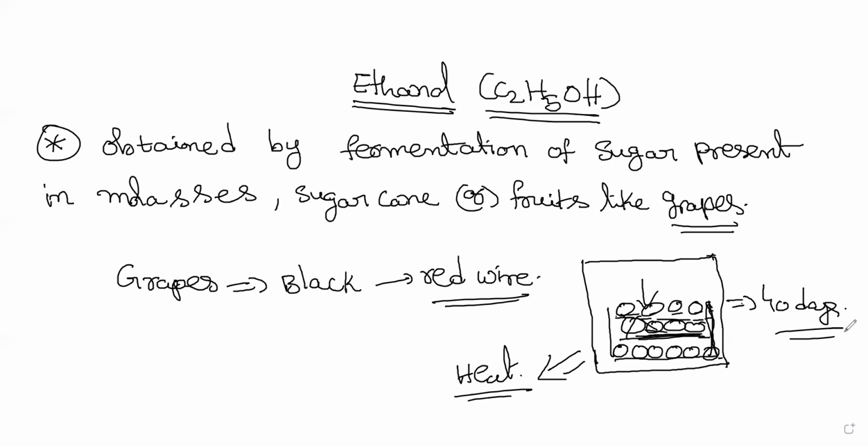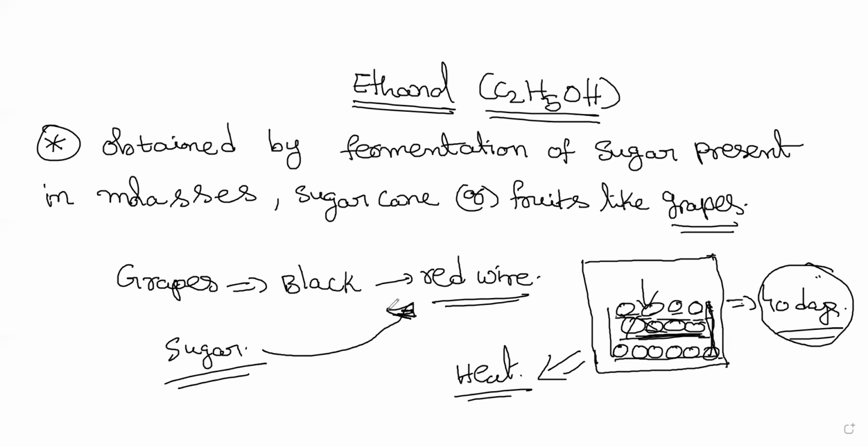If you leave it for 40 days, what happens is the bacteria inside act on the sugar and the grapes, and it will turn this entire grape juice into red wine. The more days you leave it, the more percentage of alcohol you will get. That's what she told me. That's almost the same process they follow in every industry to produce this alcohol, ethyl alcohol.